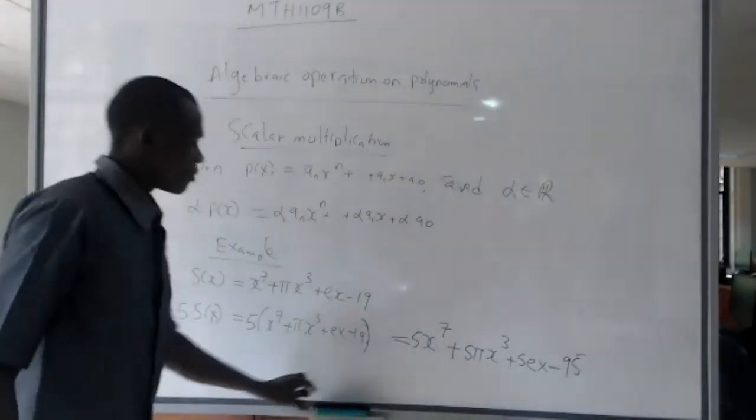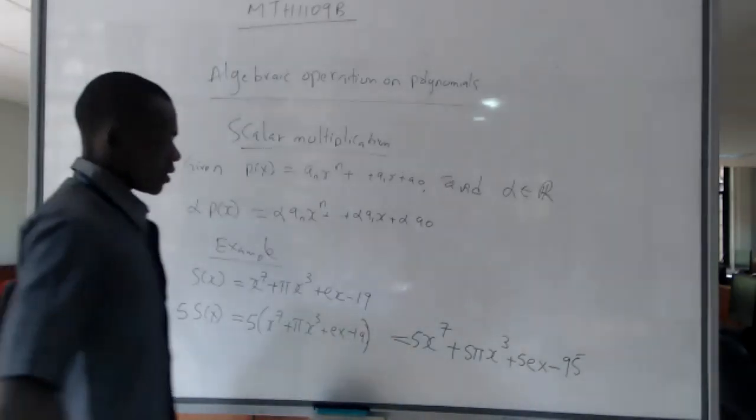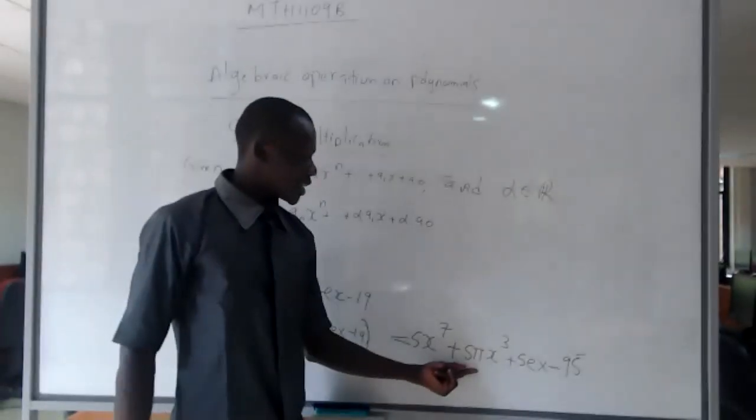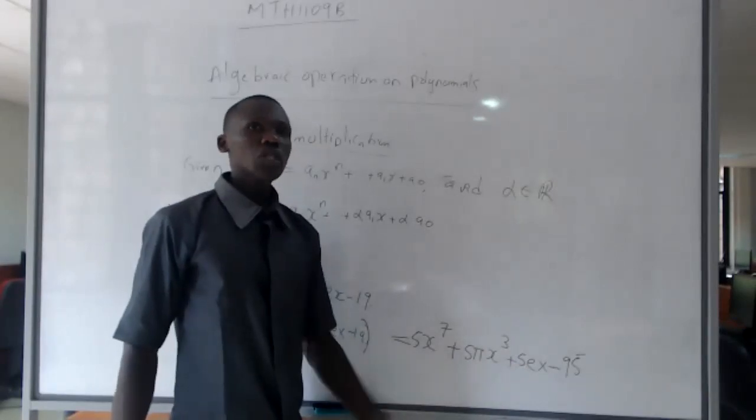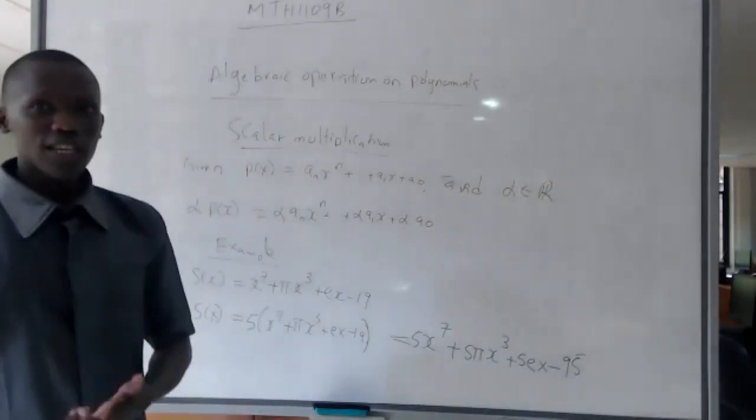Mm-hmm. There where you've written the result, where it's 5x to power 7 plus 5 pi x to power 3. Can you solve that, or do you just leave it like that? 5 pi, can you actually multiply it instead of leaving it as 5 pi? It's more advisable to leave it like this because, as I mentioned in one of the classes, there is no man alive at the moment who knows the exact value of pi.